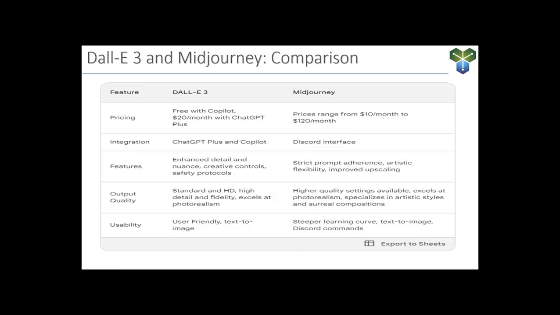As we've seen, there are two pricing options for Dall-E 3. With Copilot, it's free. With ChatGPT+, you pay that $20 a month fee, but you get access to not only Dall-E 3, but all those other features. With Midjourney, there's a 4-tier subscription plan, and that ranges from $10 a month to $120 a month. And just a side note here, I created this chart using Gemini.